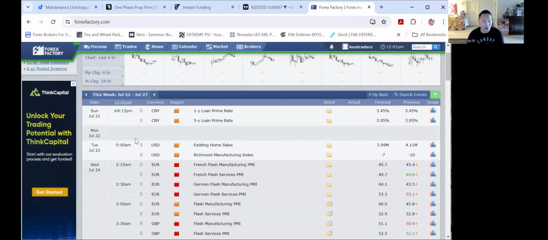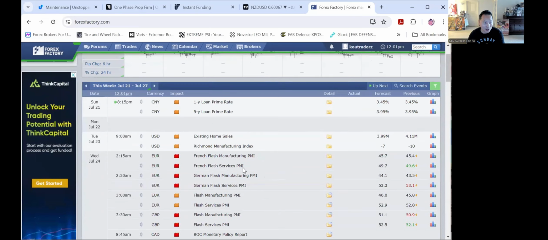There's no economic news for Monday. That's pretty interesting. Usually there's something, but I'm really shocked that there's nothing for Monday. There's only 2 news for Tuesday, and then the big days are Wednesday and Thursday of this week.